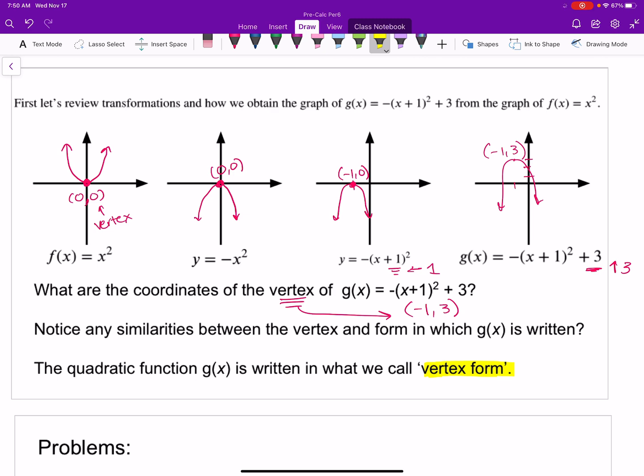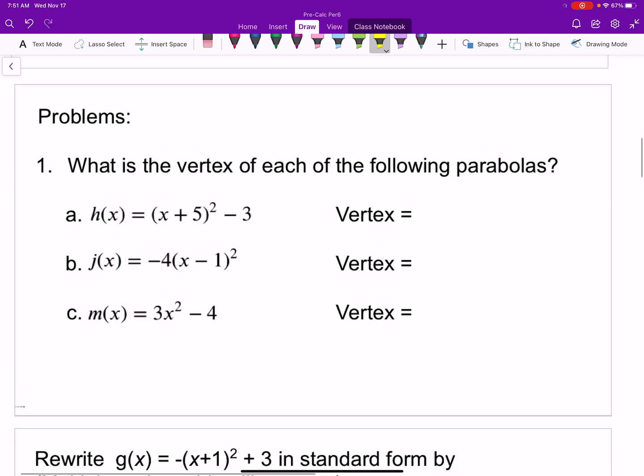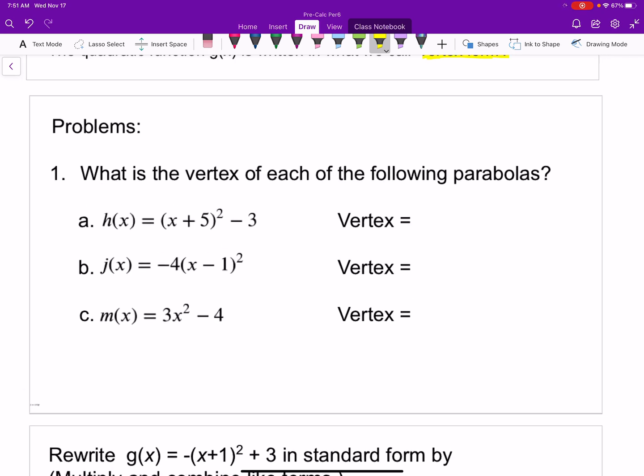You've been doing this the last couple days with the transformations. When we do the transformation, that key anchor point that we keep moving from (0, 0) happens to be the vertex every time. So looking at the equation, you should be able to tell what the vertex is. So why don't you take a second, you can pause the video and figure out what the vertex is for each one of these.